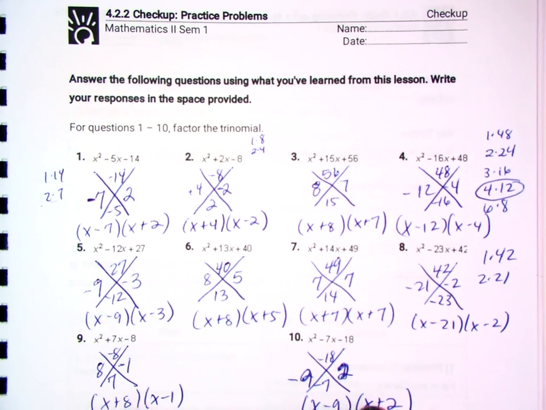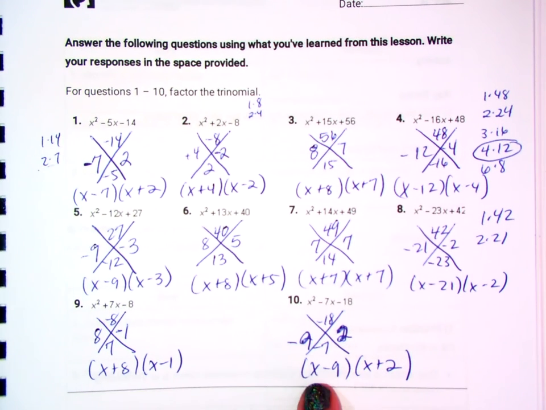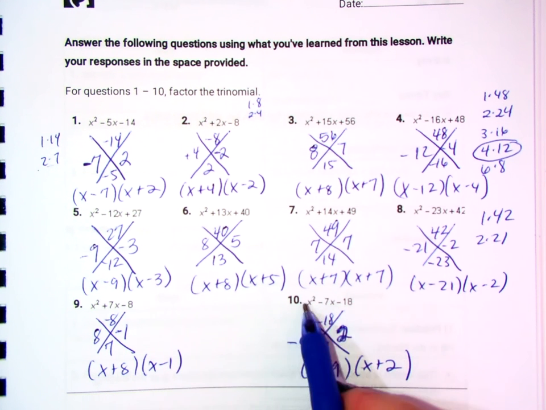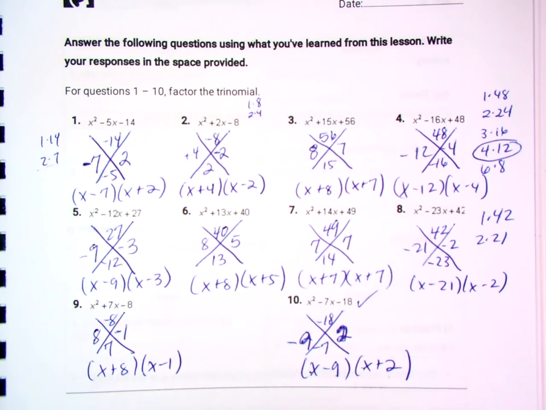How do I double check if I got the correct factors on these? Remember that you would FOIL this or multiply it out to make sure it matches the other thing. So if I go x times x is x squared, x times 2, negative 9x plus 2x does equal the negative 7x, and negative 9 times 2 equals negative 18. You could multiply these out and double check that they do match your original answer.